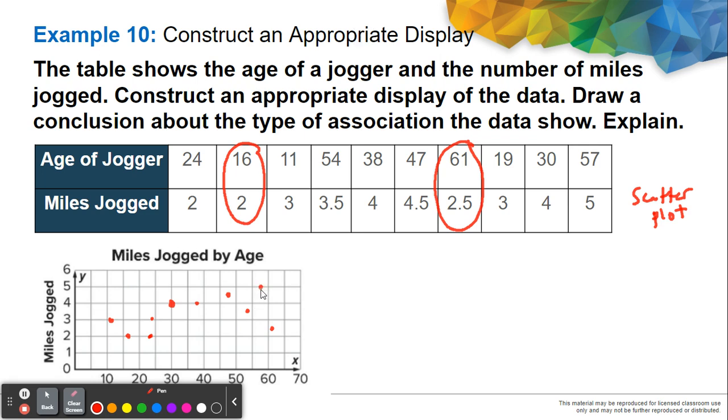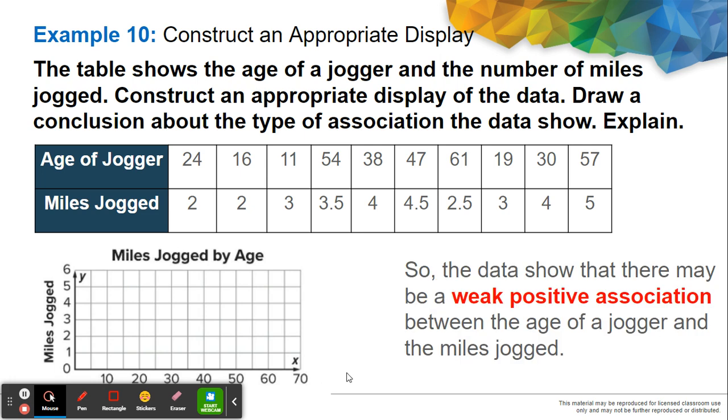If you observe our scatter plot, there is a weak association between the age of the jogger and the miles jogged. It doesn't mean that our age affects the miles that we have jogged. That's why we only represent this data using a scatter plot. There's no trend. So the data show there may be a weak positive association between the age of the jogger and the miles jogged. Let's move on to our last example.